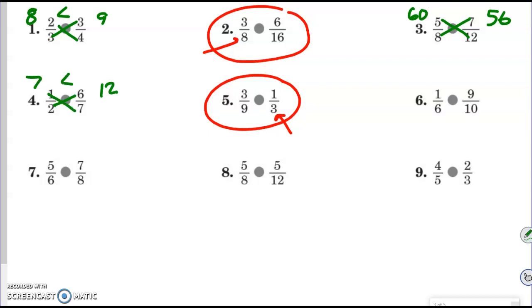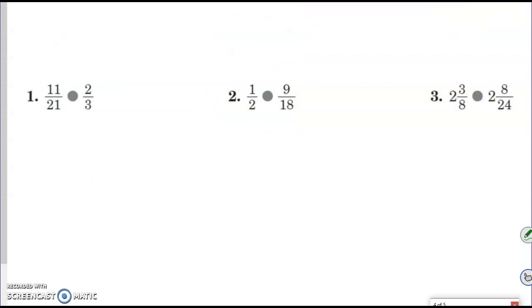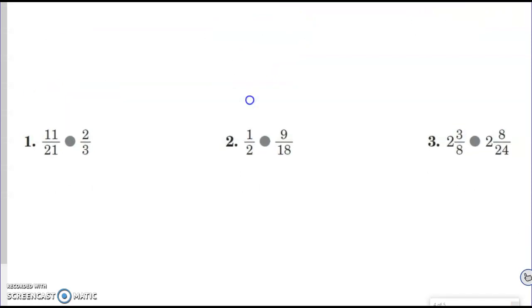So you can get the idea here. For comparing, you have 2 options. And really, you might actually end up doing both of them. If you see a problem like number 2 or 5 where you know what, I can change an 8 to a 16 very quickly, and I can see that that's times 2, so I can see they're equal. If you don't recognize that the denominators are easy to change, then you might choose cross multiplying. There's one more thing that I would like to show you with comparing, and then we'll give you some time to practice.